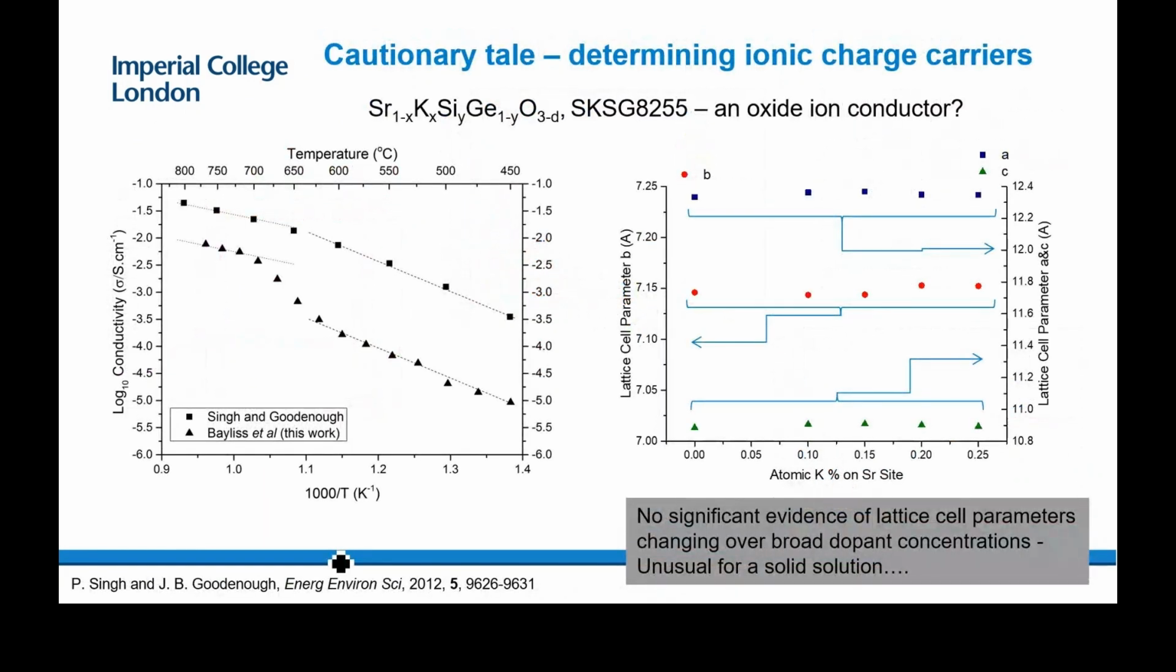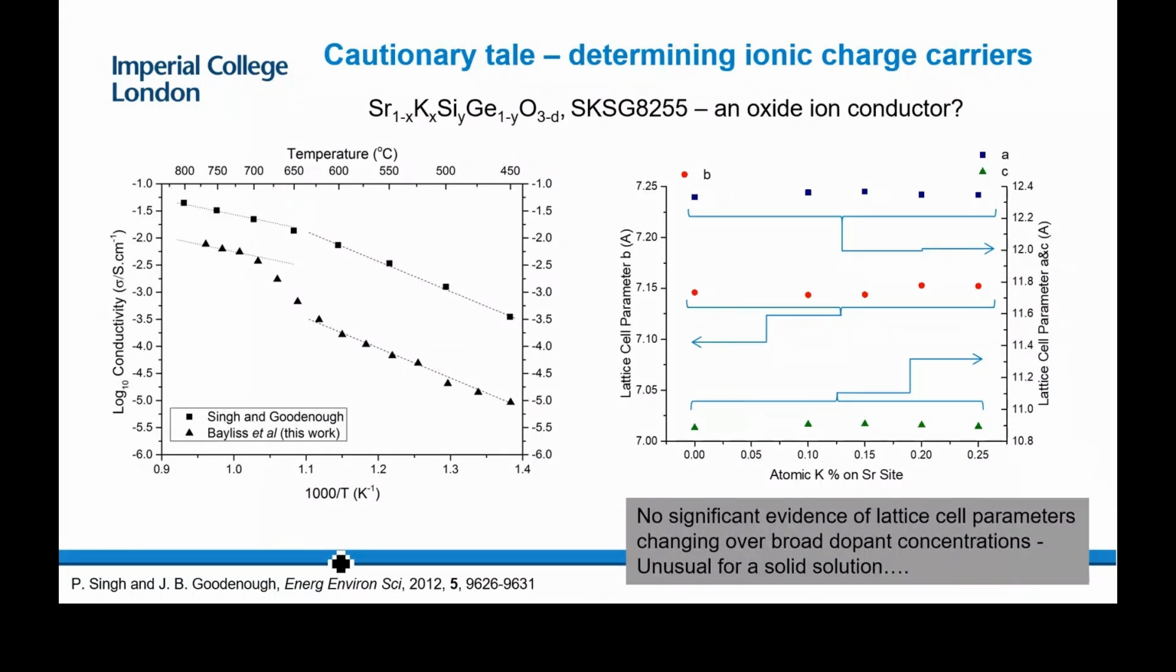Okay, so I'm going to finish up with a cautionary tale. And I realize I'm probably hideously over time, but we started a couple of minutes late, so I'm just going to keep going. So ion charge carrier, we talked a little bit about that. So this material was proposed as a fantastic new oxide ion conductor. So strontium, potassium, silicon, germanium oxide. And you might notice the name on the paper down here. That's all I'm going to say about that, right?